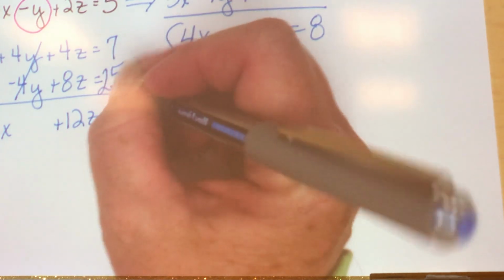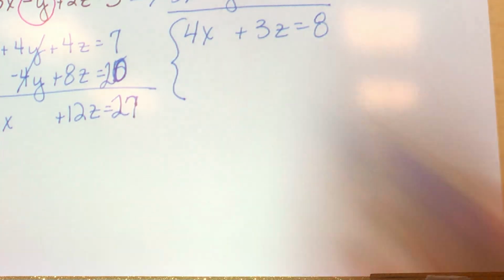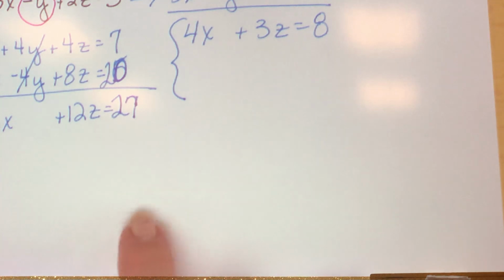Sorry. I was just looking, I was like going, oh, something's wrong. So is that 27? Thank you. Did you see what I did? I forgot to multiply that last guy by my 4.